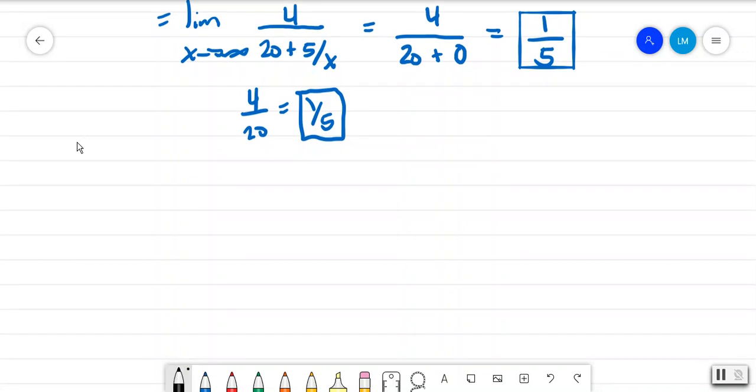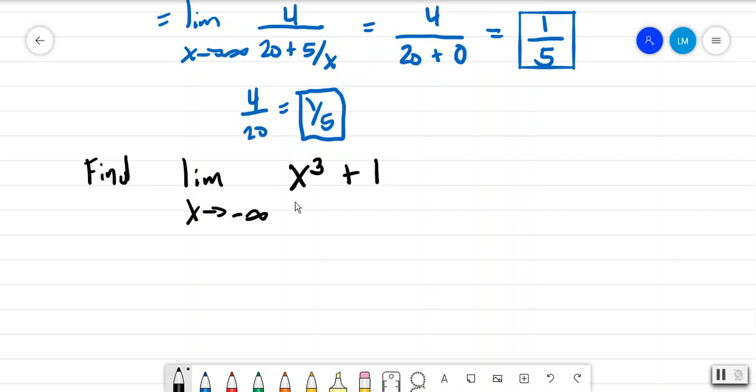Okay, so let's go ahead and look at another example where we try to figure out what the end behavior is. Suppose that you're trying to find the limit as x approaches negative infinity of x cubed plus 1 divided by x. Well, in this case, it's top heavy, so we know that it's going to go to minus infinity over infinity.